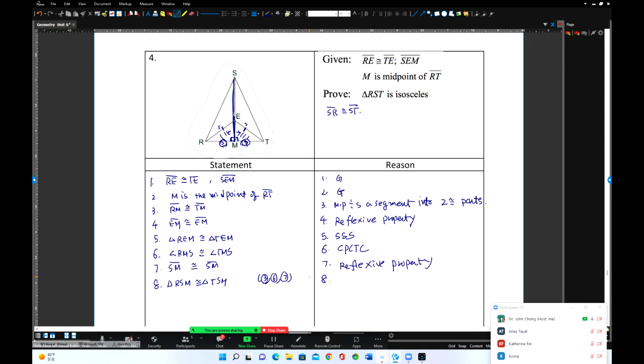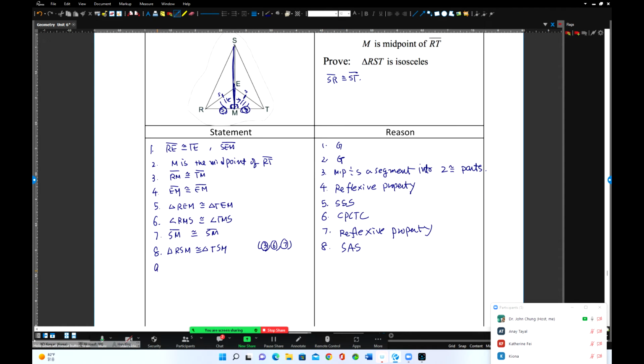What is that? Angle side angle? Okay, side angle side. Just the side angle side is okay. Now finally we can say the large triangle is congruent, and these 2 corresponding sides are congruent. So you can say SR is congruent to ST, by CPCTC.